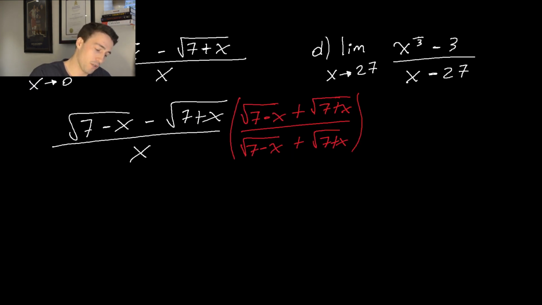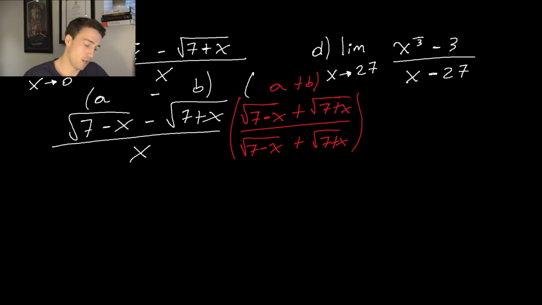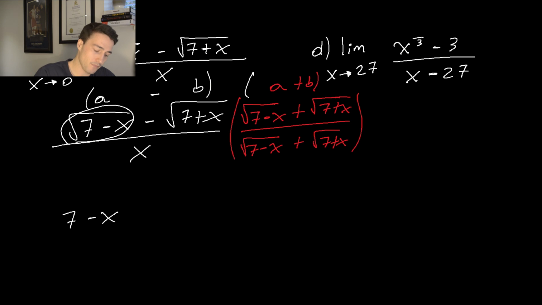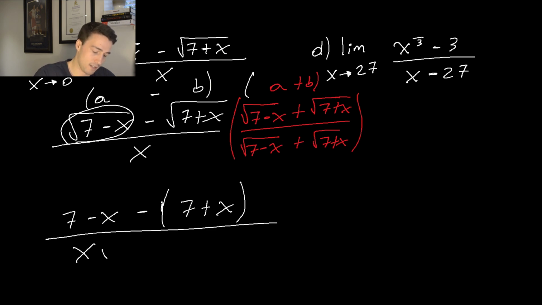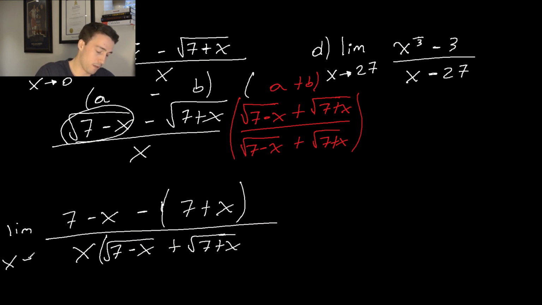When we do this, you can also see that this is actually a difference of squares. So this is a minus b, now times this red part, which is a plus b. We already know what that equals: a squared minus b squared. So a squared, or this value squared, is just going to be 7 minus x, and then minus, in brackets, the b value, which is 7 plus x. And this will all be over x, and then times, in brackets, the square root of 7 minus x plus root 7 plus x. Of course, we're trying to evaluate this limit; we're just playing around with the math of the function right now.